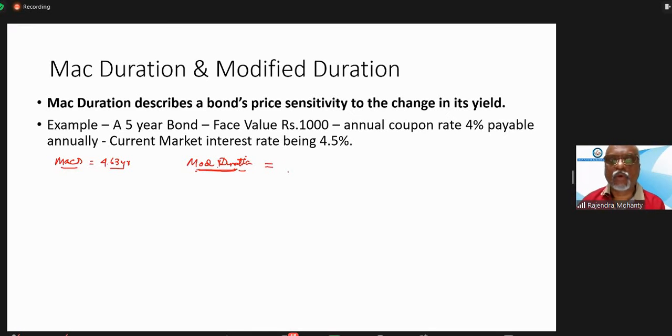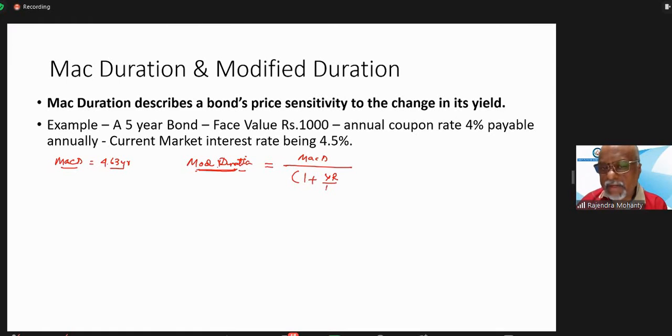Modified duration is equal to MAC duration divided by 1 plus yield rate divided by K. So here MAC duration you have got, it is 4.63. Here yield rate is 4.5, that we know. So it is 1 plus 0.045 divided by K. Now what is this K? K is the frequency of coupon payment. So here what is the frequency of coupon payment written here? Annual.